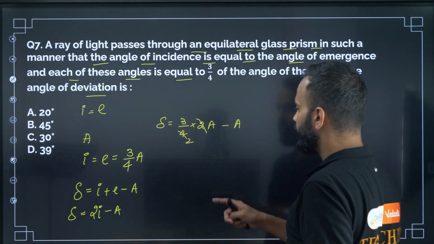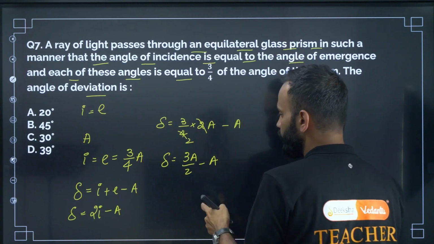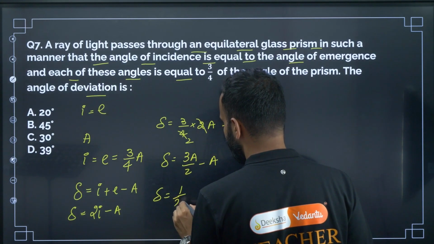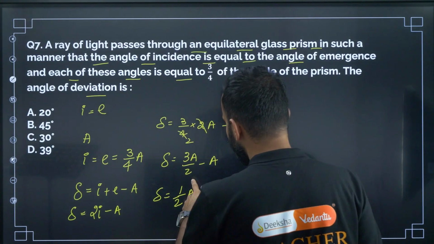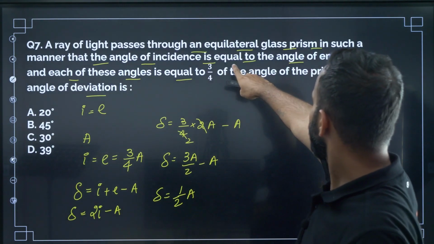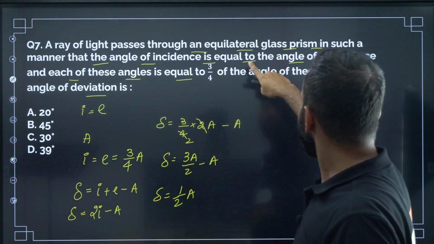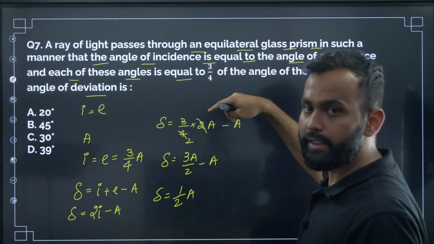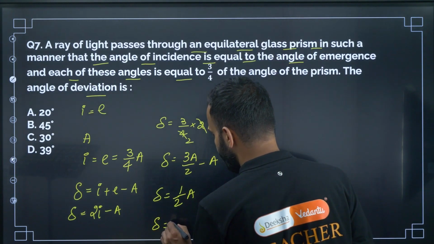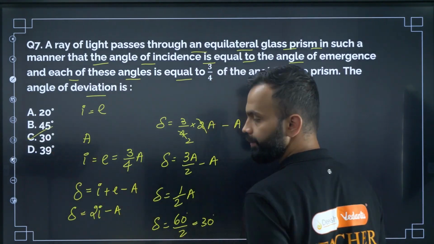So delta is equal to 3A/2 minus A, which is A/2. Delta equals 1/2 into A, where A is the angle of prism. Here they have given an equilateral glass prism, so the angle is 60 degrees. A equals 60 degrees, so 60 degrees by 2 equals 30 degrees. So the correct option is C.